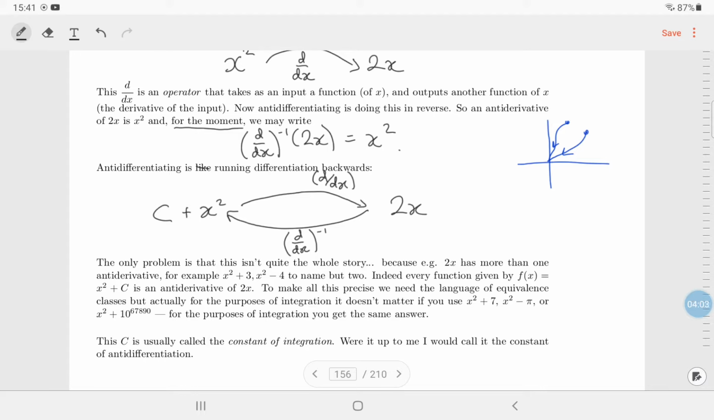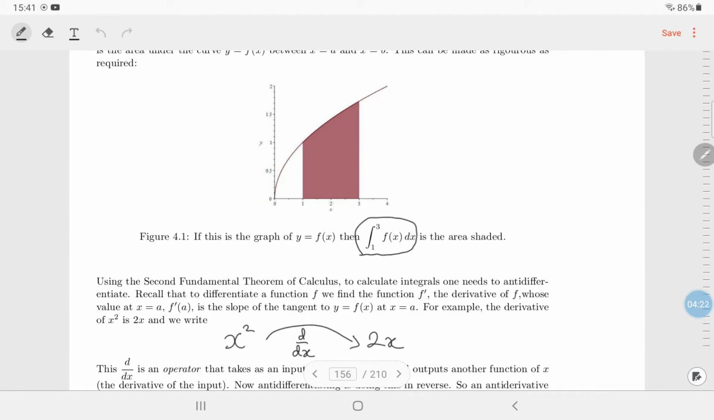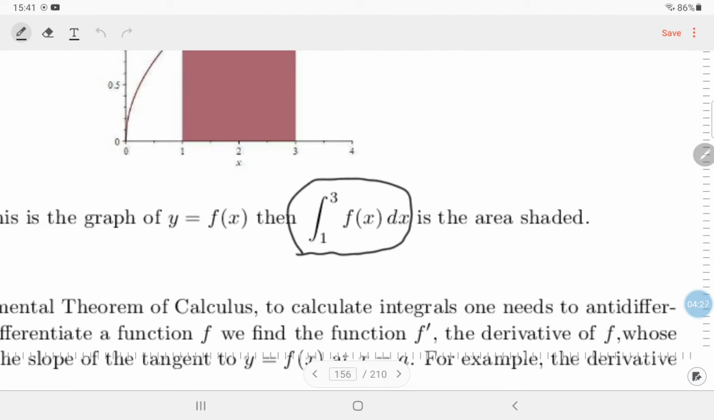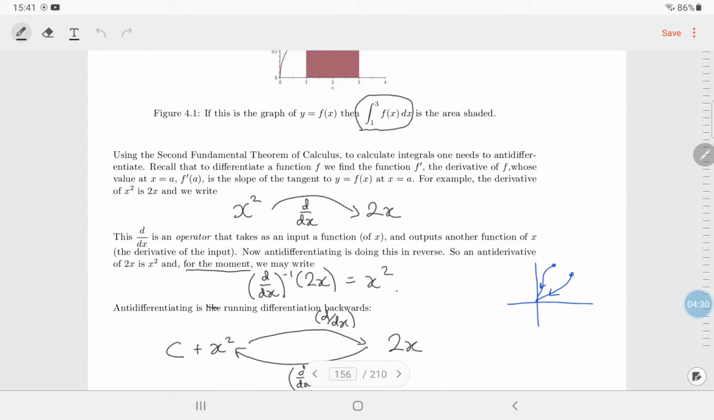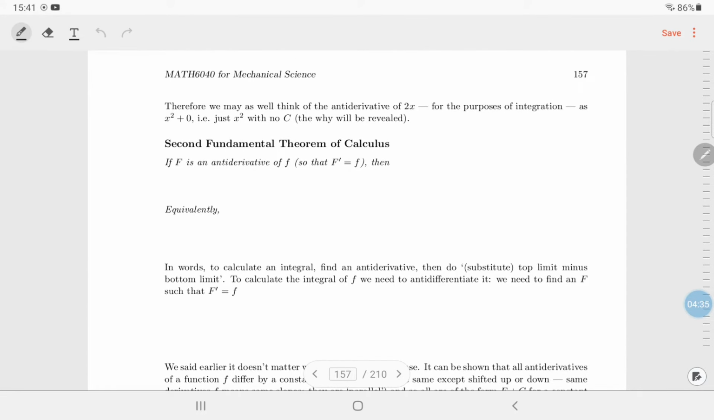If you want to say what has a derivative of 2x, you get loads of things, x squared plus a constant. There's an infinite family of solutions to that little problem. This is usually called the constant of integration. I would call it the constant of anti-differentiation. Just to be clear, when there are limits like this, that is integration, and I call the process of undoing differentiation anti-differentiation. We can think about the antiderivative of 2x as x squared with no c, because all of them differ by a constant.